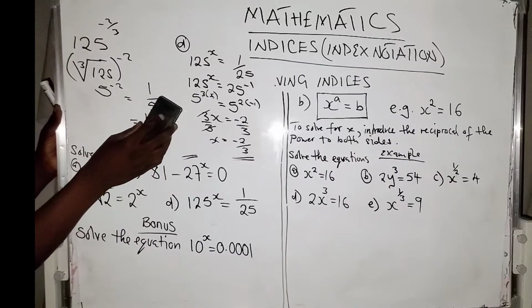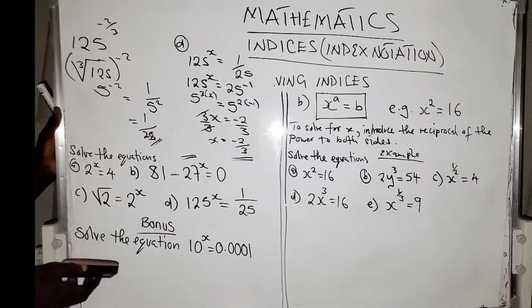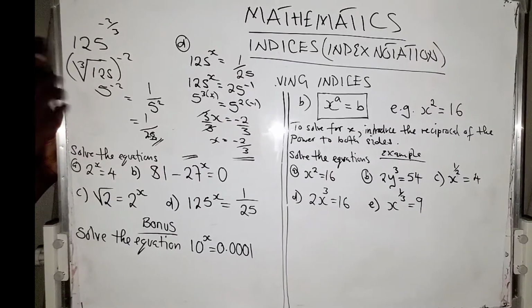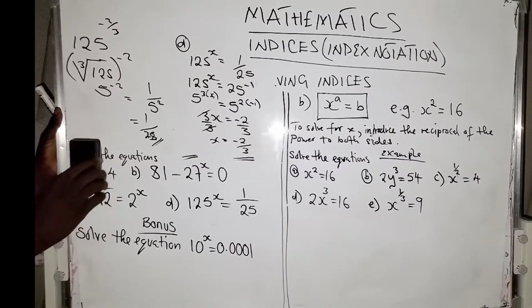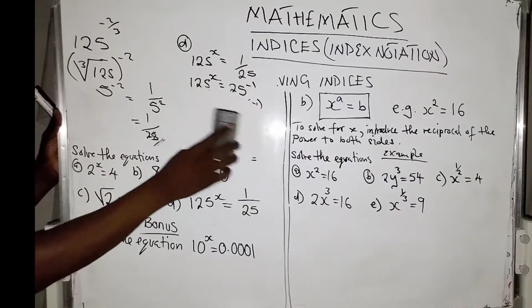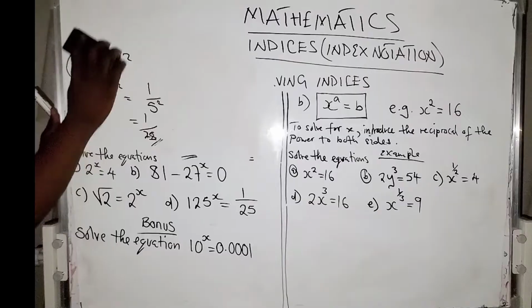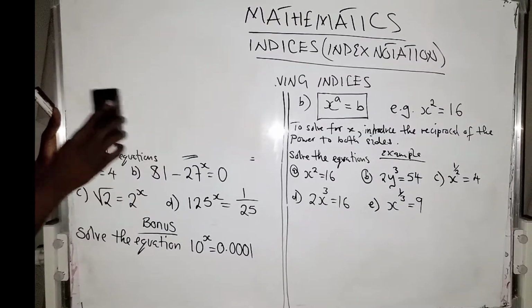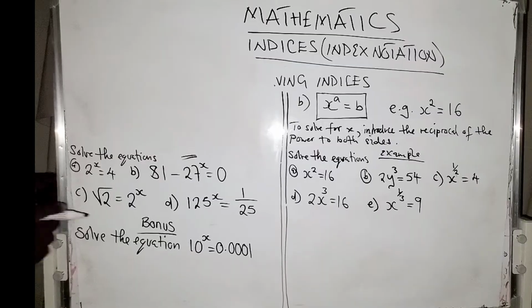Okay. We can now go to the bonus question. This bonus question came in 2017. I think it should be 2017, okay. But it's an examination question. Now they want to confuse you with decimals. Not you. You cannot be confused. Okay? So look at this question.